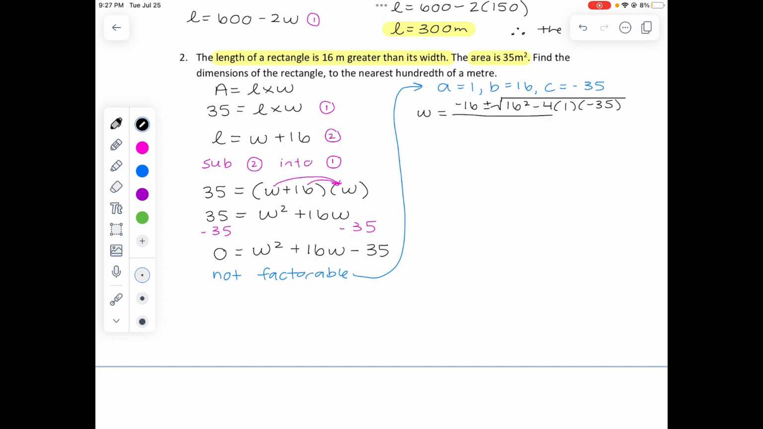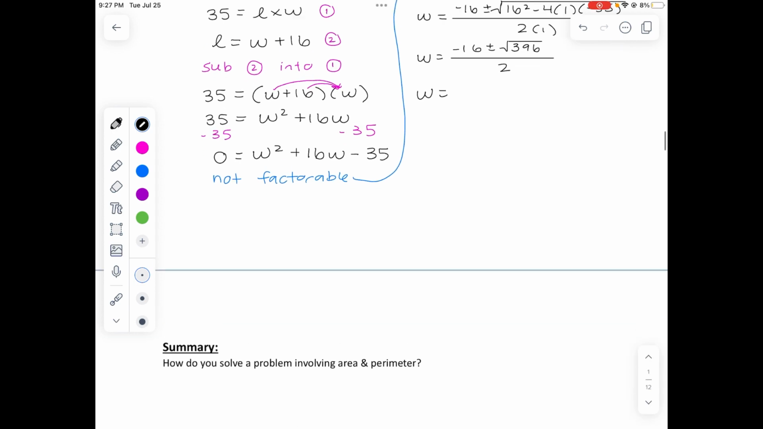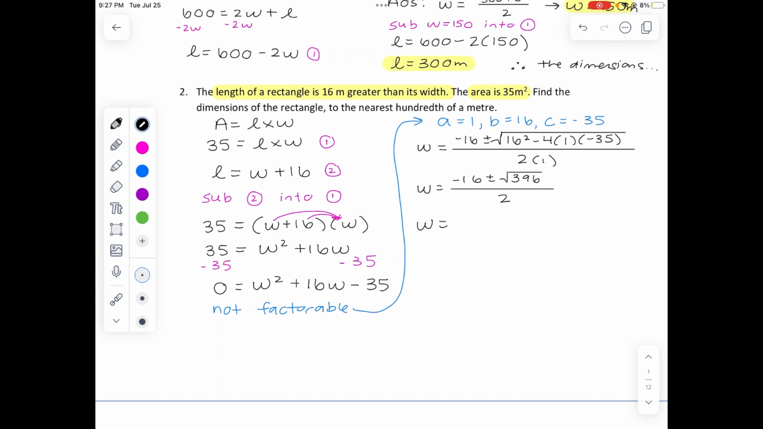all divided by 2 times 1. Okay, so if I simplify this, inside my square root, 16 squared is 256 minus 4 times 1 times negative 35. I get 396 under the square root. And then this is just divided by 2. Okay, so if I look at my two options, sorry, I'm not showing all of my steps here just because I'm trying to save room.